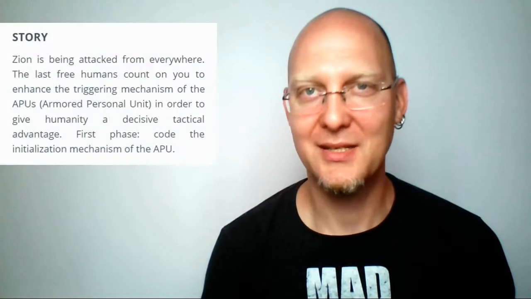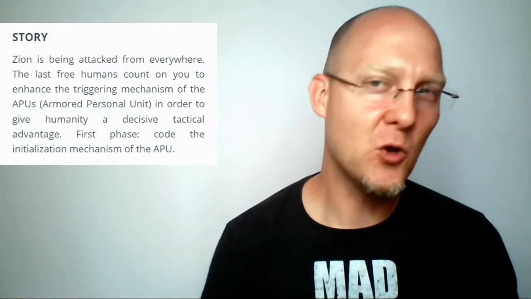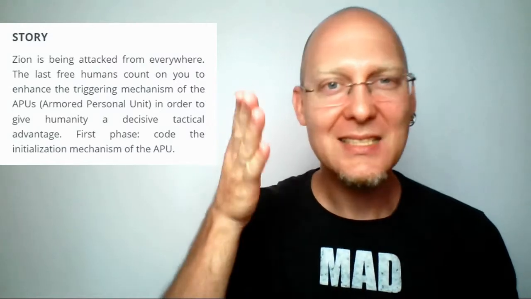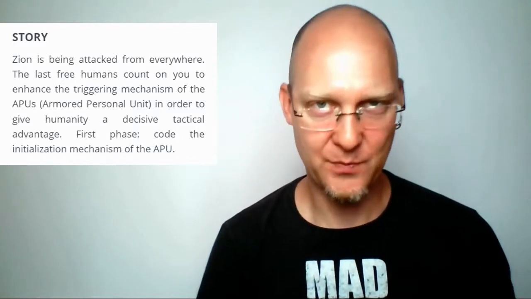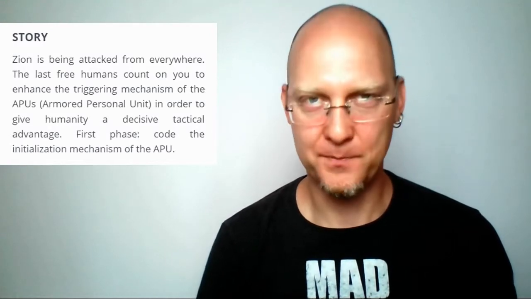The story tells, Zion is being attacked from everywhere. The last 3 humans count on you to enhance the triggering mechanism of the APUs in order to give humanity a decisive tactical advantage. First phase, called the initial mechanism of the APU.